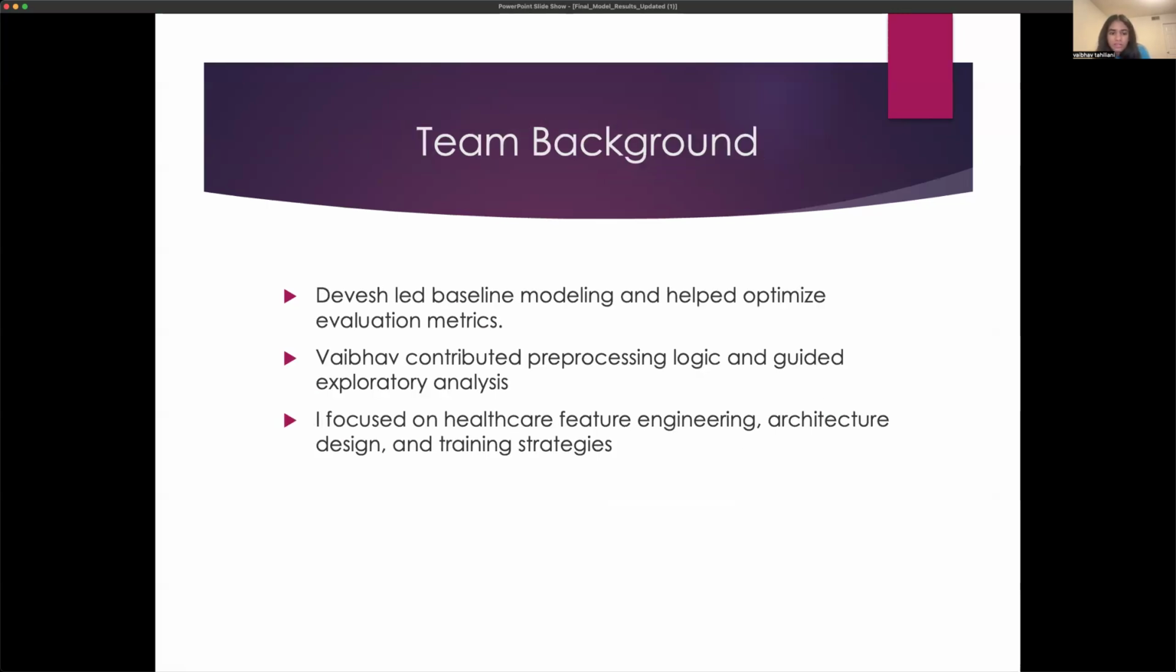So that's the results, and here's our team contributions. It was a collaborative effort, and Devesh worked on establishing the baseline models and optimizing our evaluation metrics, and Vaibhav focused on data pre-processing and EDA. And I led the design for the model architecture and managed the training and tuning processes.